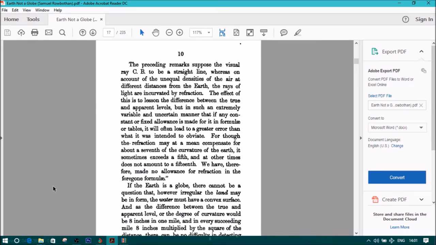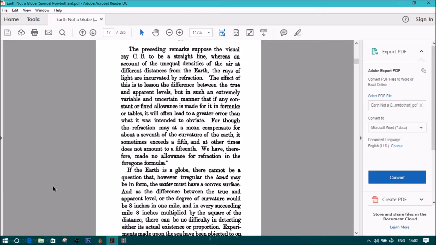The preceding remarks suppose the visual ray CB to be a straight line, whereas on account of the unequal densities of the air at different distances from the Earth, the rays of light are incurvated by refraction. The effect of this is to lessen the difference between the true and apparent levels, but in such an extremely variable and uncertain manner that if any constant or fixed allowance is made for it in formula or tables, it will often lead to a greater error than what was intended to obviate. For though the refraction may at a mean compensate for about a seventh of the curvature of the Earth, it sometimes exceeds a fifth, and at other times does not amount to a fifteenth. We have therefore made no allowance for refraction in the foregoing formula.